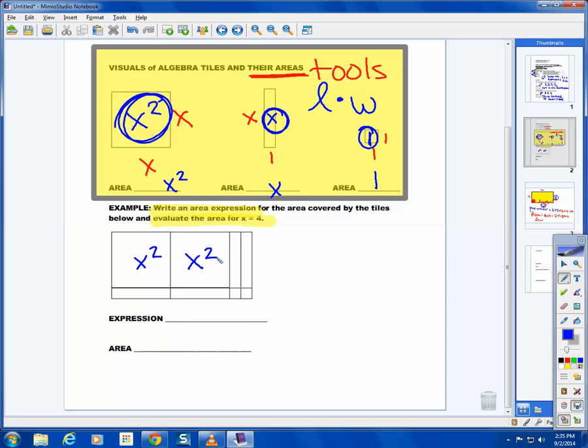I have some skinny tiles in there. What's the area of each skinny tile? So what could I replace in these skinny tiles? An x, an x, an x, an x, an x, an x, an x.